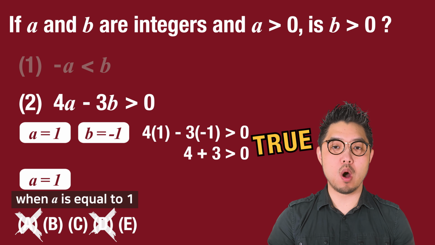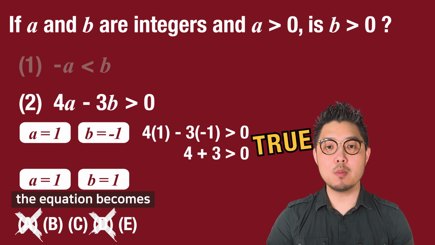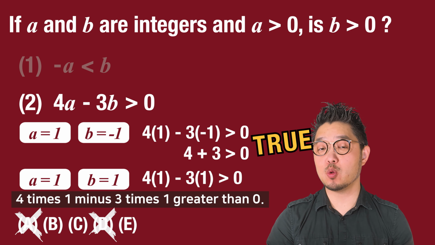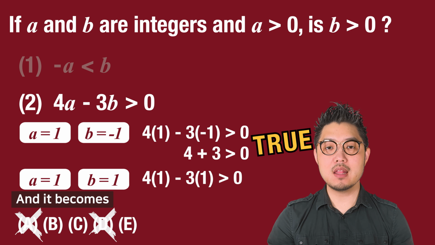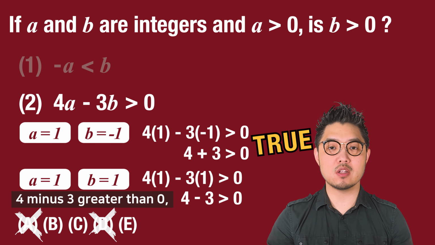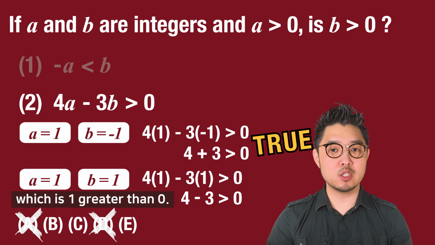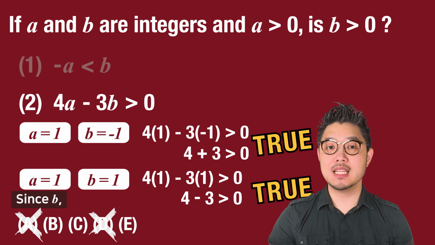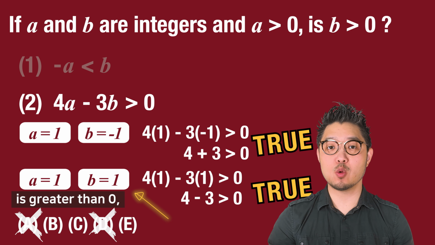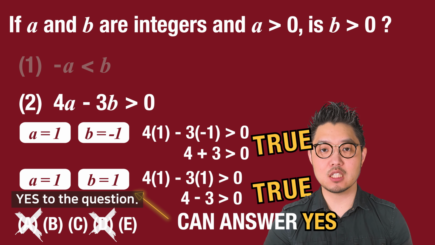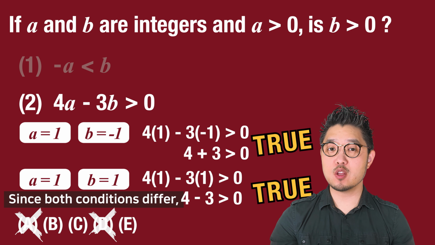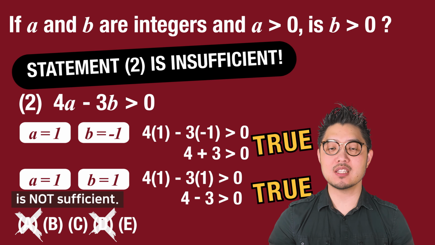When a is equal to 1 and b is equal to 1, the equation becomes 4 times 1 minus 3 times 1 is greater than 0. And it becomes 4 minus 3 greater than 0, which is 1 greater than 0. This statement holds true. Since b, which is equal to 1, is greater than 0, we can answer yes to the question. Since both the conditions differ, statement 2 alone is not sufficient.